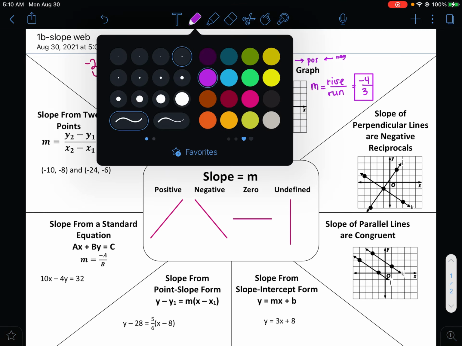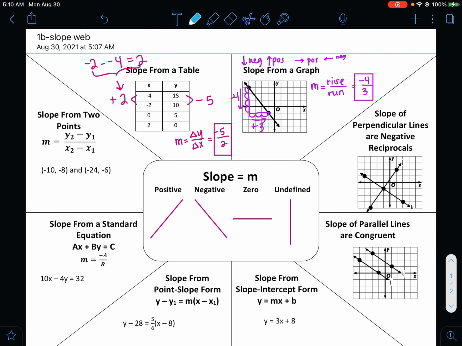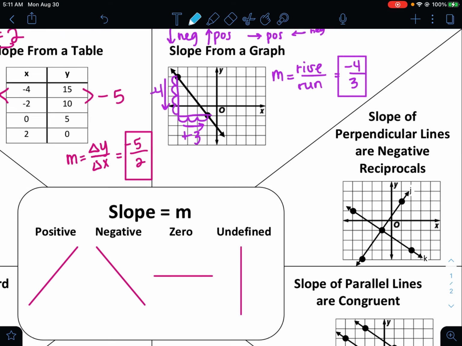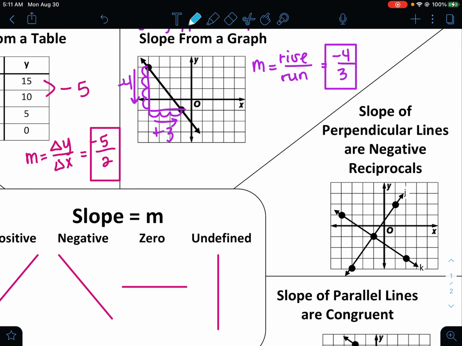All right, continuing to go clockwise. Slope of perpendicular lines are negative reciprocals. What that means is if you have two lines that are perpendicular, or make a 90-degree angle with each other, their slopes are going to be negative reciprocals. Negative just means to change the sign. Reciprocal means to flip.